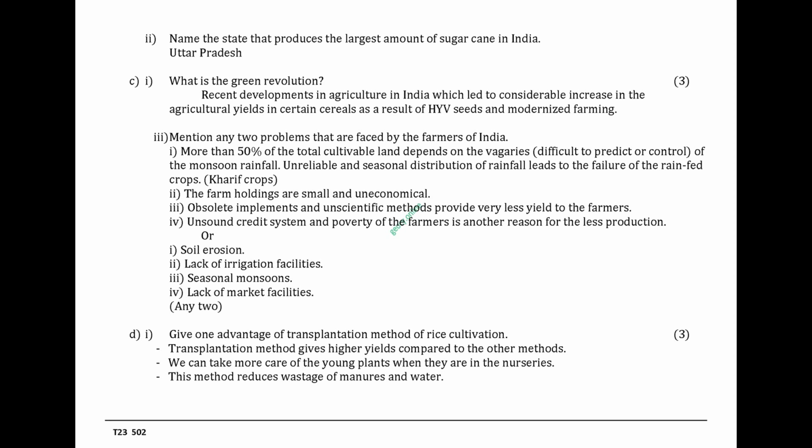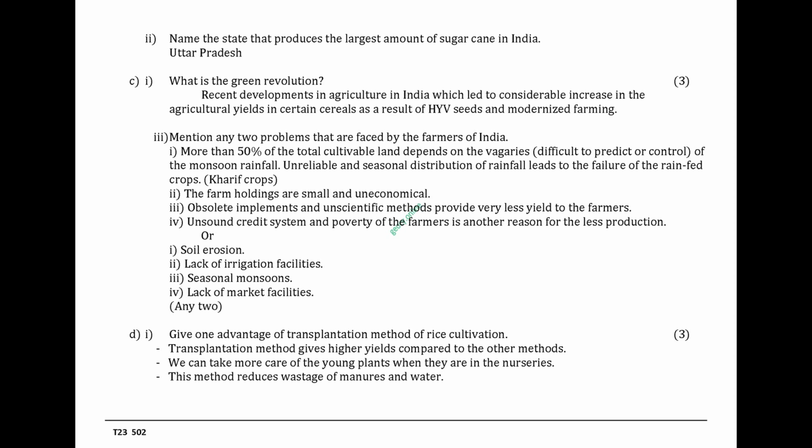More than 50% of the total cultivable land depends on the vagaries, difficult to predict or control, of the monsoon rainfall. Unreliable and seasonal distribution of rainfall leads to the failure of the rain-fed crops, Kharif crops. The farm holdings are small and uneconomical. Obsolete implements and unscientific methods provide very less yield to the farmers. Unsound credit system and poverty of the farmers is another reason for the less production.